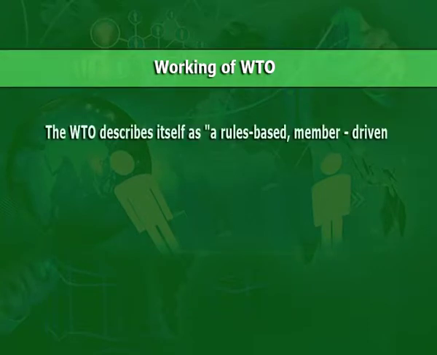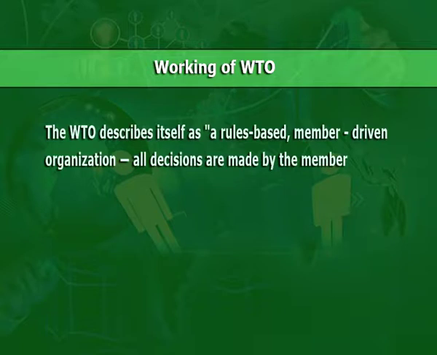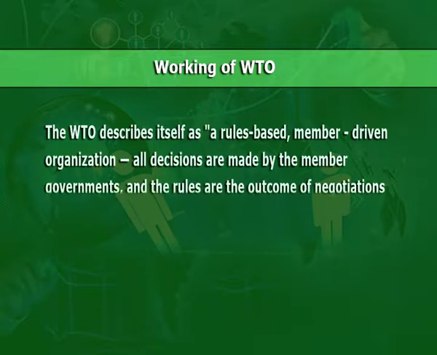The WTO describes itself as a rules-based, member-driven organization. All decisions are made by the member governments and the rules are the outcome of negotiations among members. The highest decision-making body of the WTO is the Ministerial Conference, which usually meets every 2 years. It brings together all members of the WTO. Next body of authority is the General Council in the WTO.